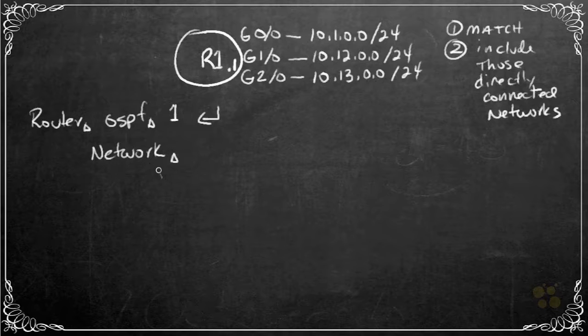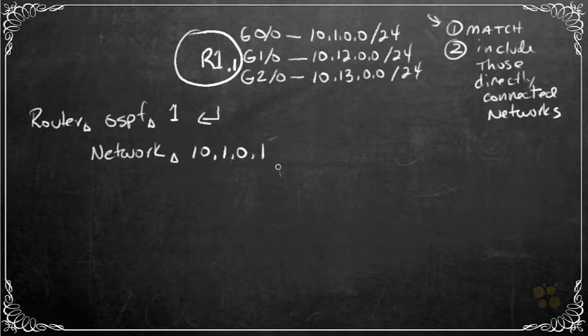So for our network statement, the first step is: what do we want the router to match on? Let's imagine that we want the router to match on the exact IP address of 10.1.0.1. And we could say, okay, dear Mr. Router, if you have any interfaces that have this exact 32 bits, we want to include those directly connected networks, in this case the 10.1.0 network, as part of OSPF. It's match, and then include those directly connected networks.